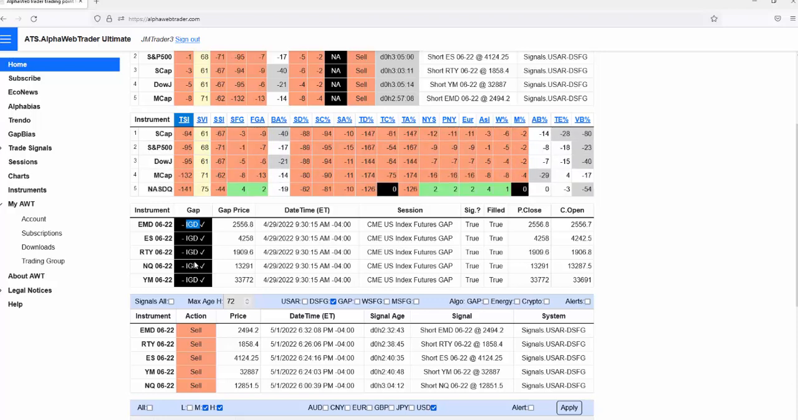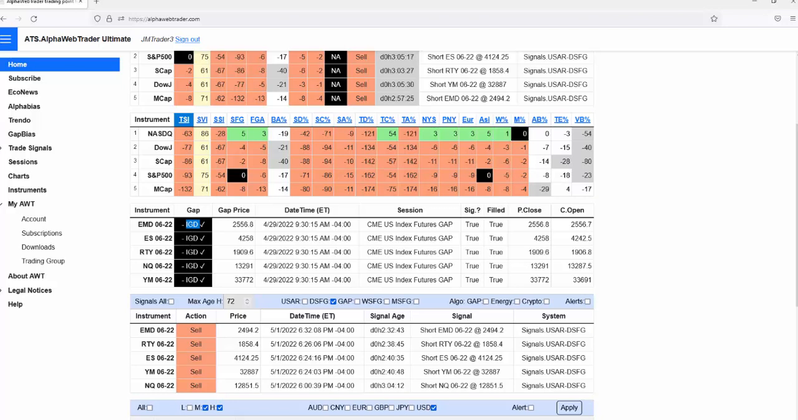And so that gives us a bias to the upside as far as the gap goes. It doesn't mean that the gap will fill, but about 70% of the time, those smaller gaps, those inside gaps, do tend to fill.